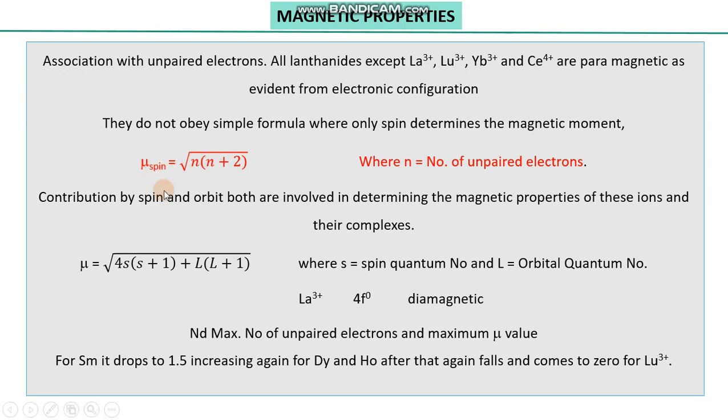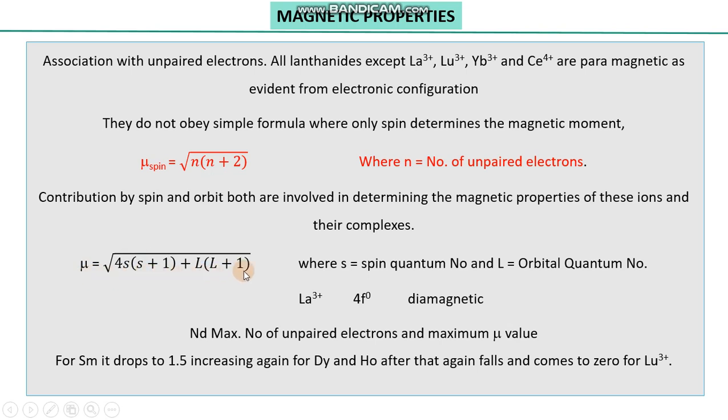so this formula is of no use. Therefore, another formula has been introduced in order to predict the magnetic properties of lanthanides, and this formula is 4S(S+1) + L(L+1) under the root. Here, two factors are involved in determining the magnetic properties of lanthanides: one is spin and the other one is orbit. So orbital angular momentum and spin angular momentum, both of them contribute almost equally in determining magnetic properties of lanthanides.